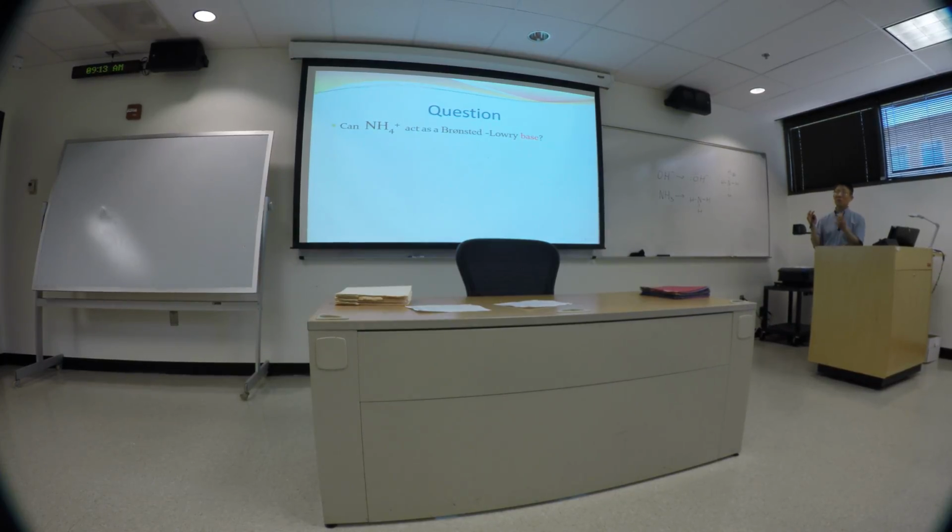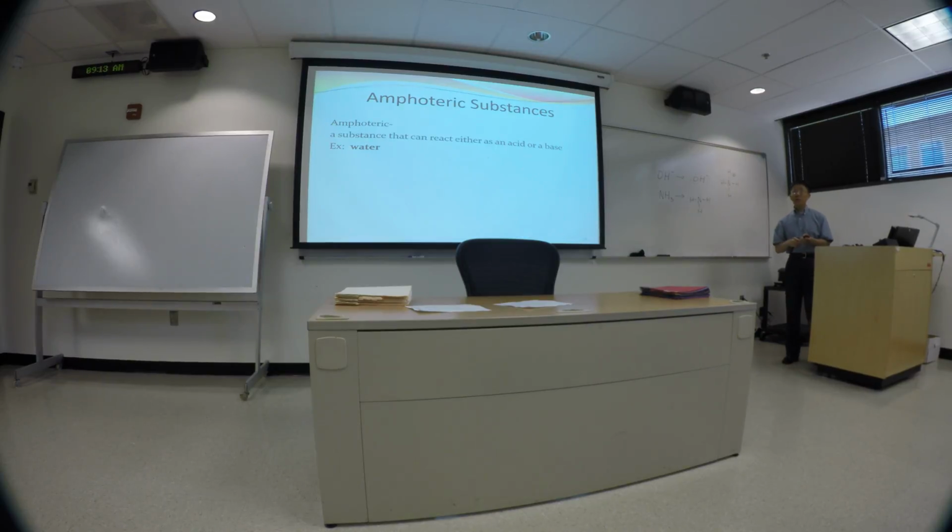And each definition focuses on a different perspective. Okay, so the Bronsted-Lowry definition focuses on the transfer of the proton. If something can donate a proton, that's an acid. If something can accept a proton, that's a base. Okay, so there are substances in this world that can both donate and accept protons. We have a term for those substances: we call them amphoteric.